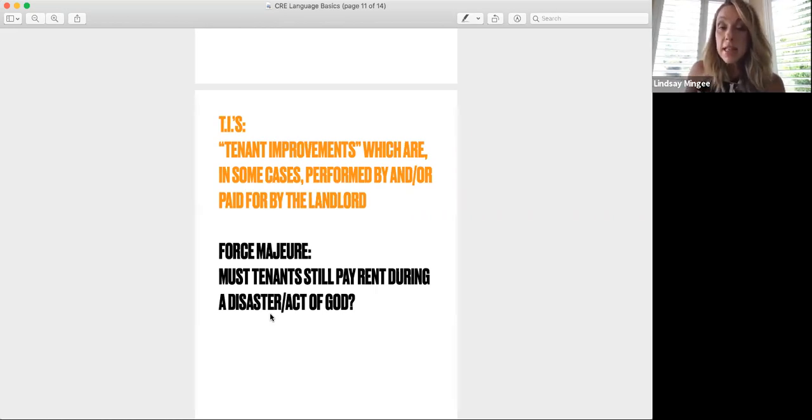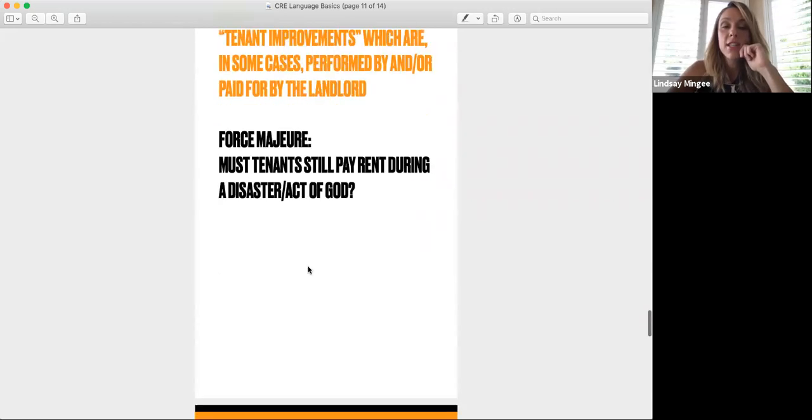Some leases, many leases, talk about acts of God. Okay, so coronavirus. I cannot occupy my building. The government is telling me I can't occupy my building because I will make people sick if I do. People could die if I do. I shouldn't have to pay rent. Well, yes, you do, if you have this force majeure clause in your lease, depending on how it's worded. So that's a term, again, you've probably heard in the last several weeks, and that's what it addresses.